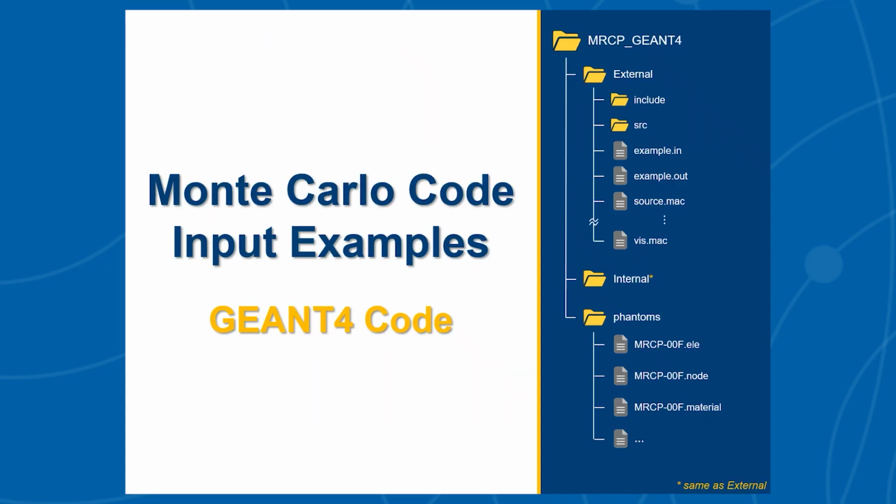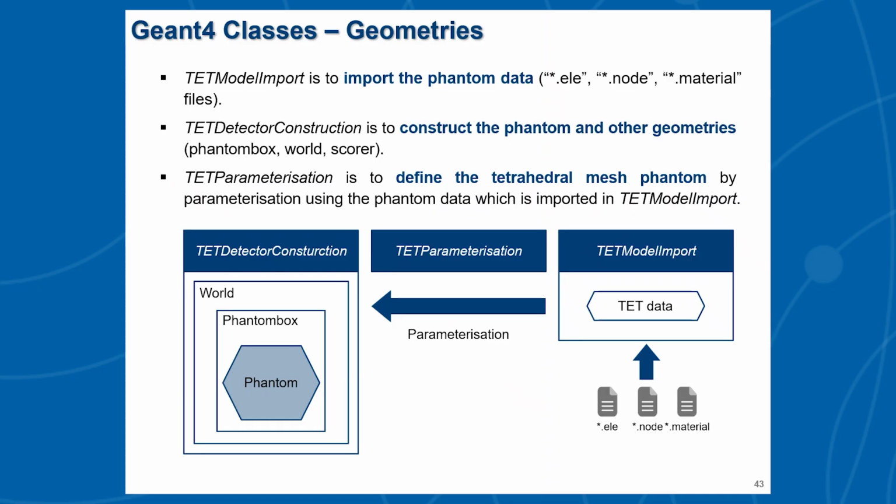So this is the end of the MCMP6 code, and the next code is JANT4. In this example, you can implement the MRCPs using the TET model import, TET detector construction, and TET parameterization classes. The TET model import class is to import the phantom data such as element, node, and materials. In JANT4, all the geometries are constructed in the detector construction class. In this class, the tetrahedral mesh phantom is defined by the TET parameterization class in this example.